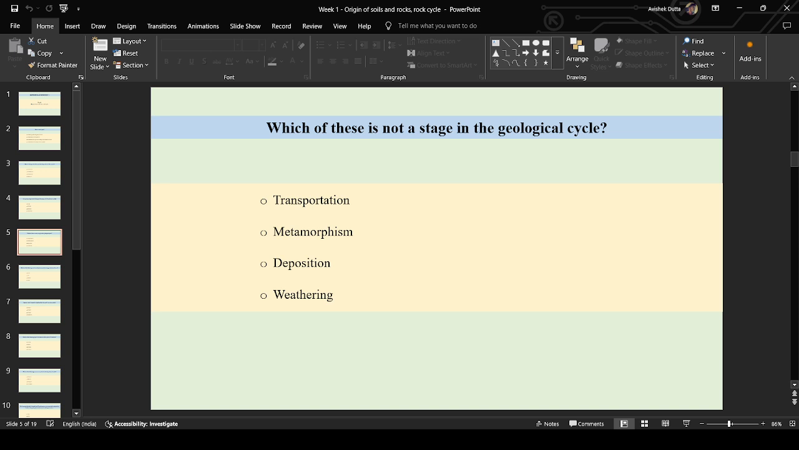I'll repeat this question. Which of these is not a stage in the geological cycle? First option is transportation, second option is metamorphism, third option is deposition, fourth option is weathering.